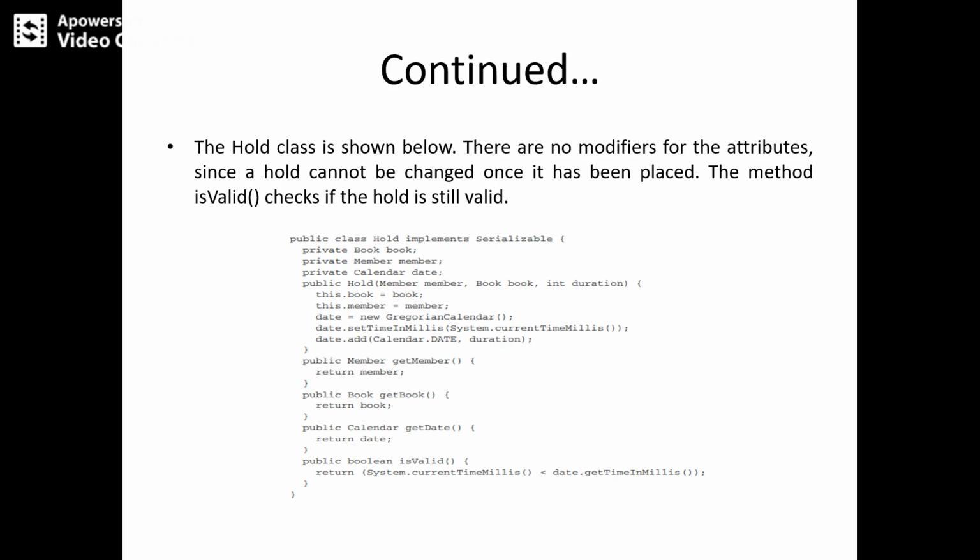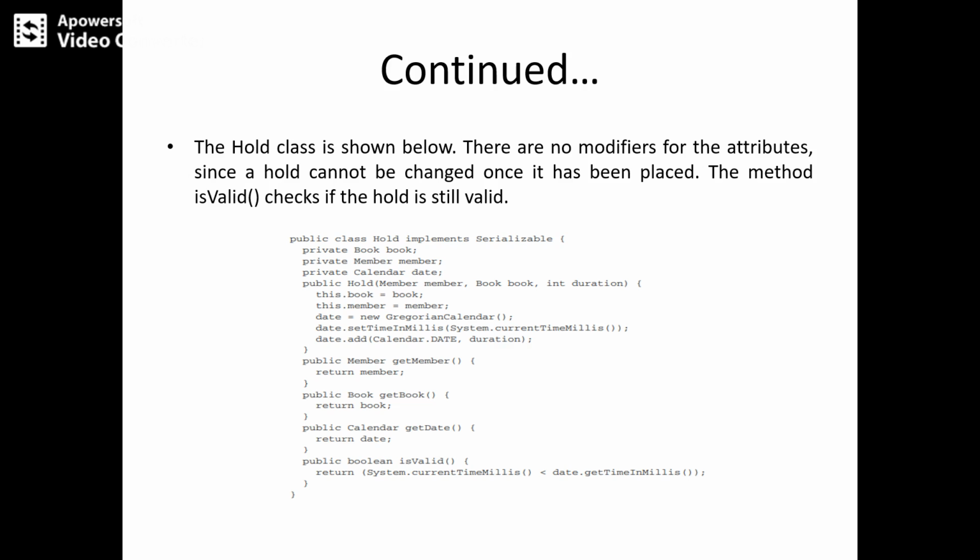So public Hold, with member, book and int duration. Duration is required, so the type is int. Book is of type Book, member is of type Member, because a member and book object will be created here. This dot book equals book, this dot member equals member, and date equals new Gregorian calendar; the date is taken by default. Then date dot set time in milliseconds, which is again default code in the libraries.